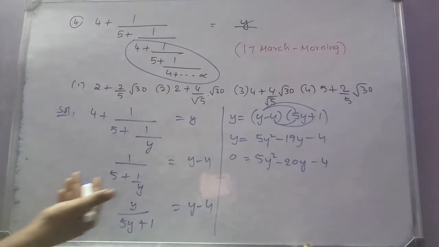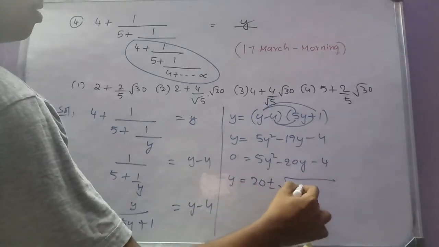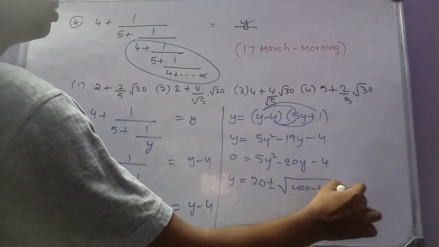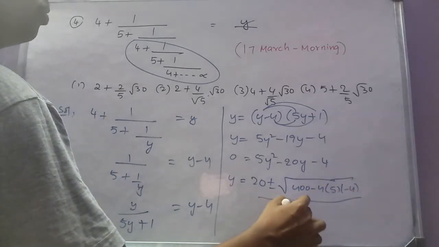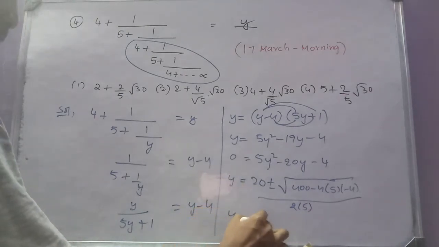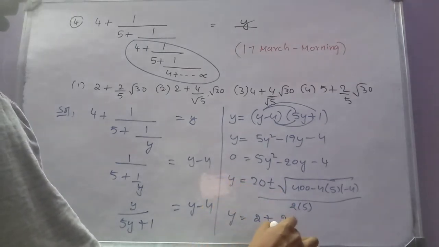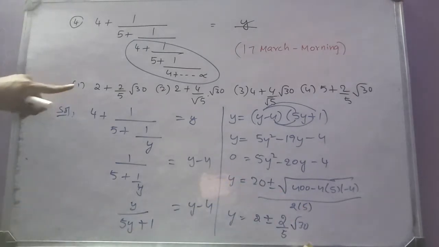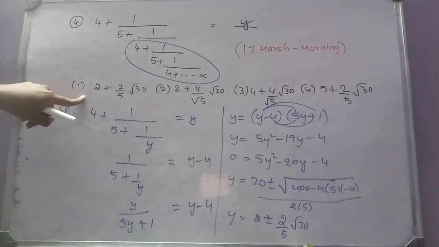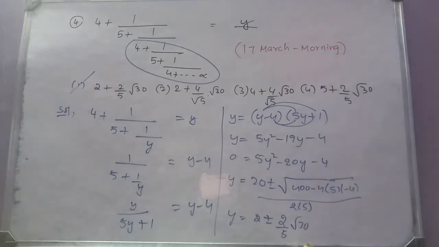So let us use the quadratic formula. y is equal to minus b plus or minus root over b square minus 4ac, divided by 2a. In one or two steps, solve it, you'll get the first option. You'll get 2 plus or minus 2 by 5 into root 30. But we have only 2 plus 2 by 5 into root 30. We do not have 2 minus 2 by 5 root 30. We have only the first option. So therefore y is equal to this.